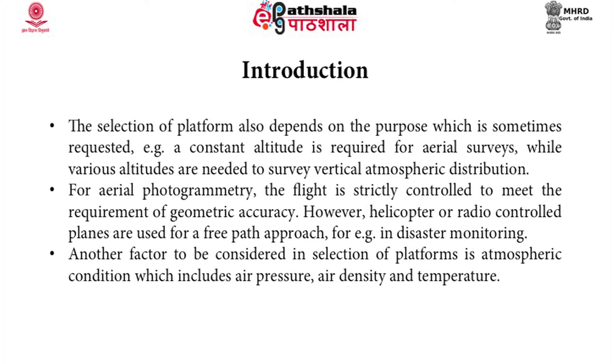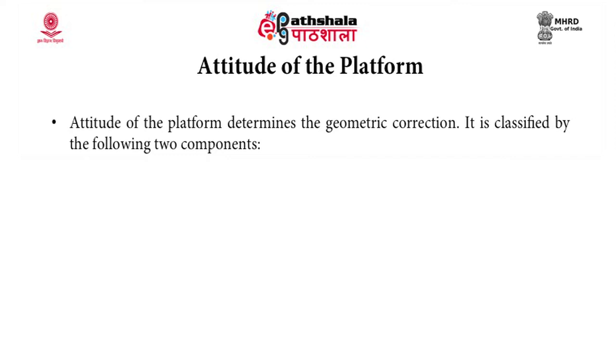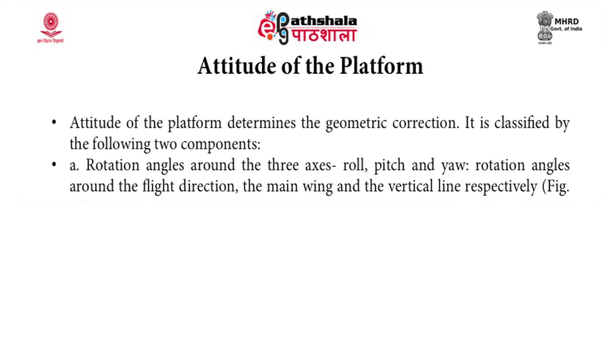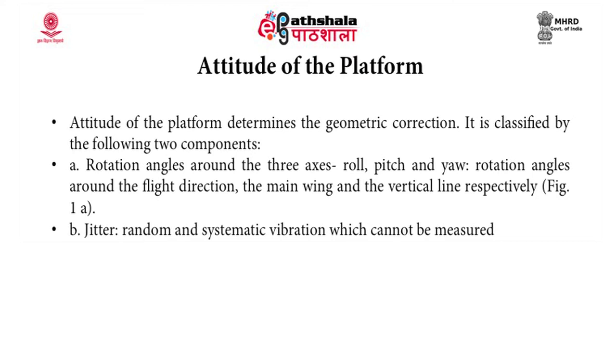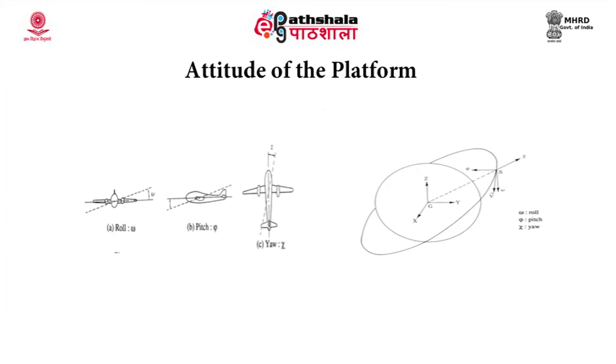Coming to the next topic, the attitude of the platform. Attitude of the platform determines the geometric correction. It is classified by the following two components. First, rotation angles around the three axes, which include roll, pitch, and yaw. These are the rotation angles around the flight direction, the main wing, and the vertical line respectively. Second is jitter, which is random and systematic vibration which cannot be measured. The typical attitude sensors for aircraft are speedometer, altimeter, gyrocompass for attitude measurement, Doppler radar for measurement of altitude, GPS for positioning, gyro horizon, TV camera, and flight recorder. In this figure you can see the three parameters which we discussed earlier: roll, pitch, and yaw.